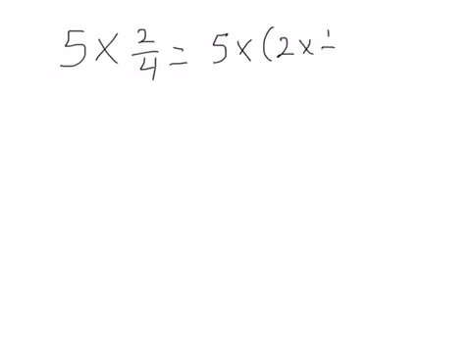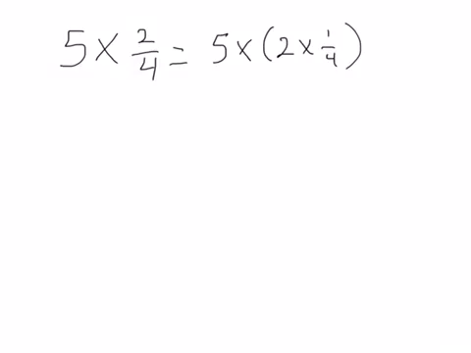I want to show you one more way with that 5 times 2/4 and show you it as an algebraic equation. 5 times 2/4 equals 5 times parentheses 2 times 1/4, because this in parentheses is essentially what 2/4 is, correct? We have learned that on Wednesday in our lesson.